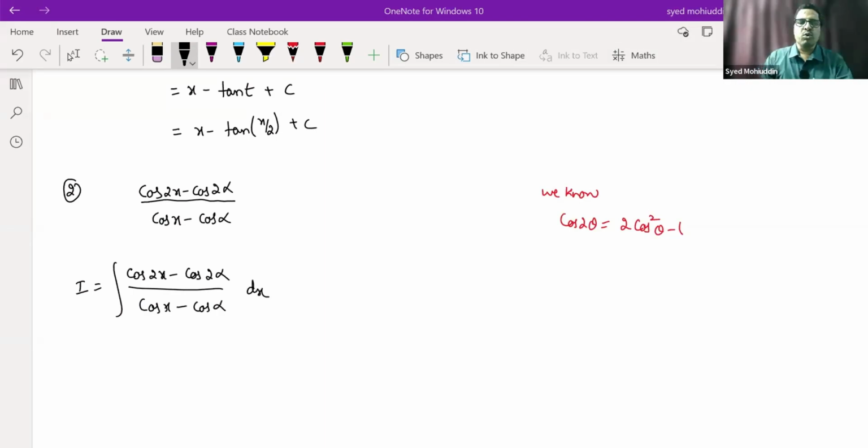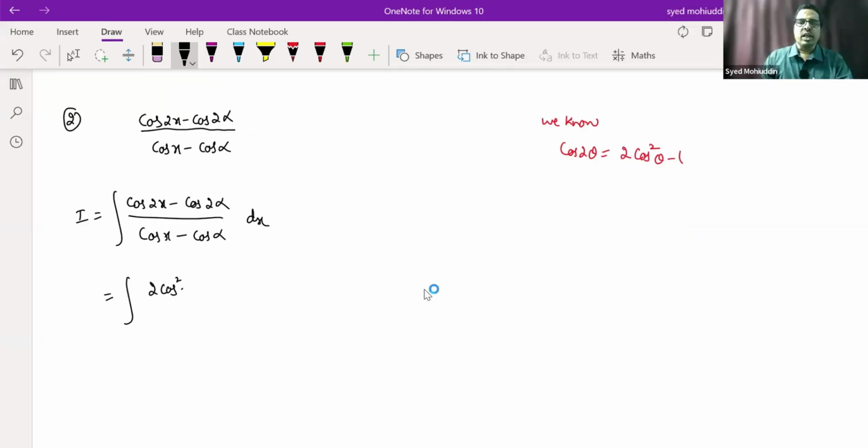I will get 2 cos square x minus 1. Similarly, cos 2 alpha is there, and in place of theta you have alpha. So the expression will be 2 cos square alpha minus 1, whole divided by the denominator that you are having, which is cos x minus cos alpha. Is this clear how I have plugged in the formula? If x is there, replace x. If alpha is there, you just replace alpha accordingly.